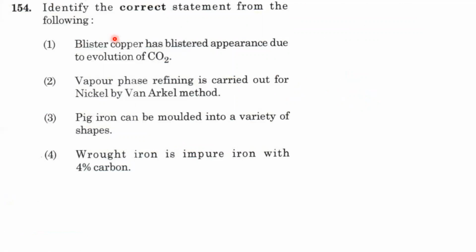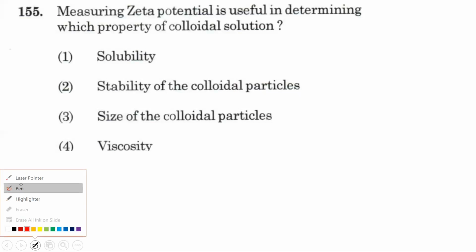Now identify the correct statement. First, blister copper: in blister copper, sulfur dioxide is evolved, due to which holes will be created. Vapor phase refining is used for zirconium. Next, wrought iron means pure iron, where the carbon percentage is very low, around 0.2 percent. Therefore the answer for this question is that pig iron can be molded into a variety of shapes. We'll go to the next question.